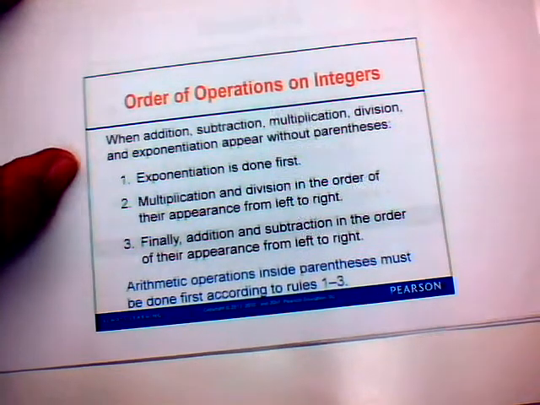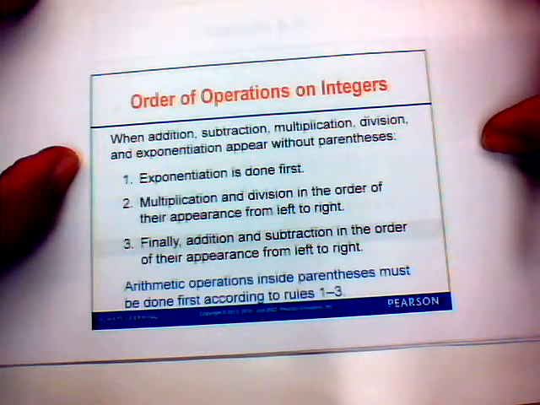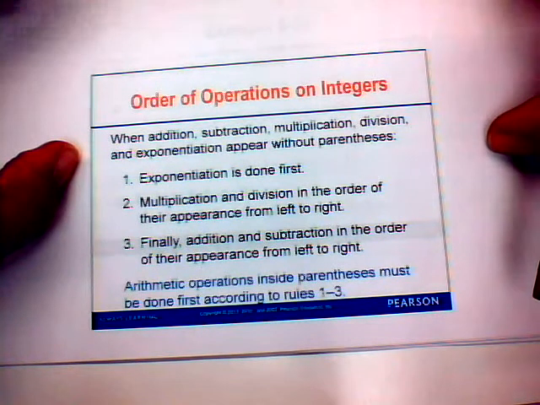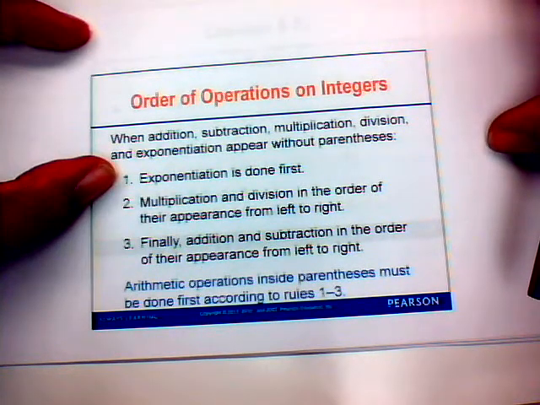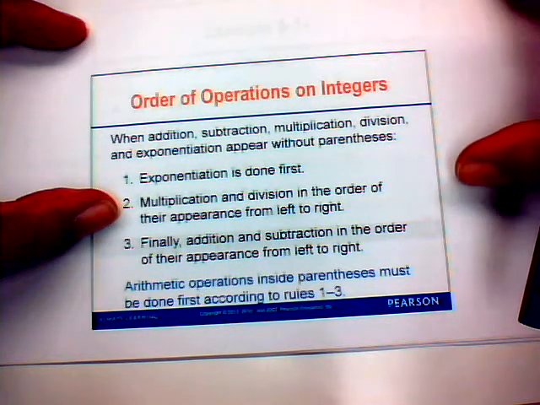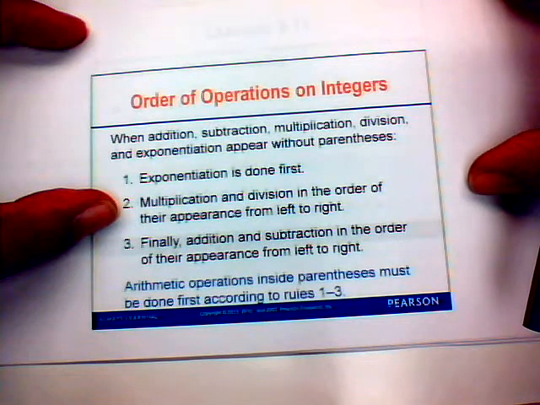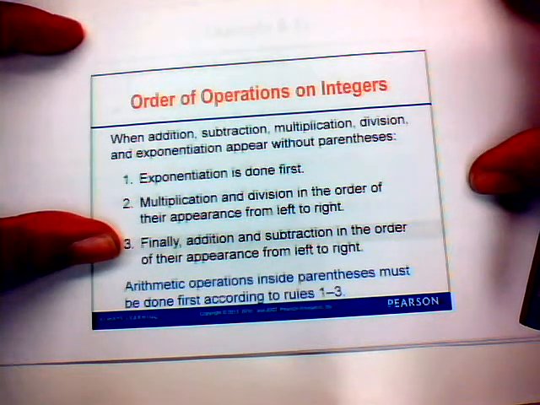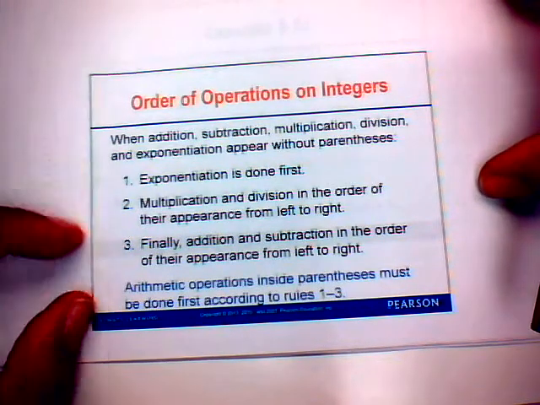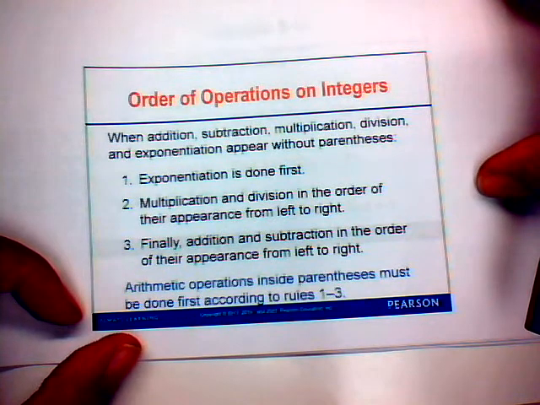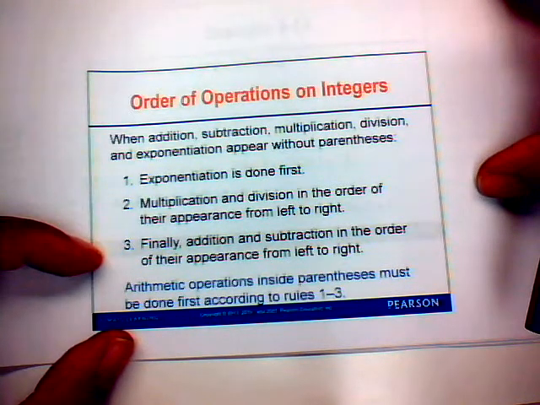Alright, next is the order of operation on integers. When addition, subtraction, multiplication, division, and exponentiation appear without parentheses, this is what we do. The exponentiation is done first. The multiplication and division is done in order of their appearance from left to right. Finally, addition and subtraction are done in the order of their appearance from left to right. And arithmetic operations inside the parentheses must be done first according to the rules 1 through 3.